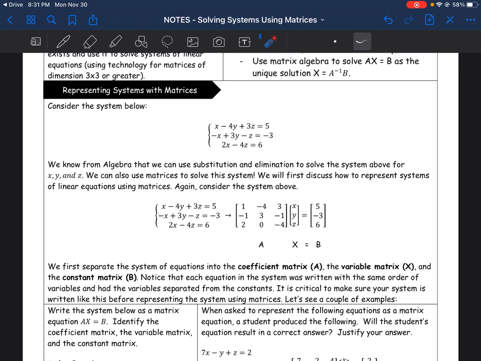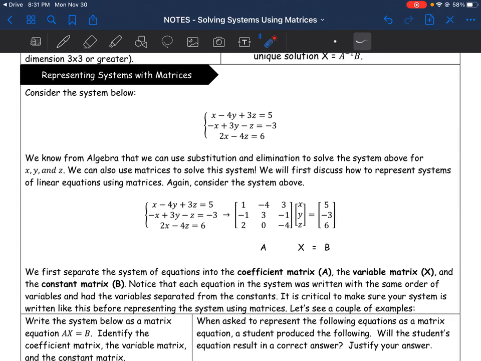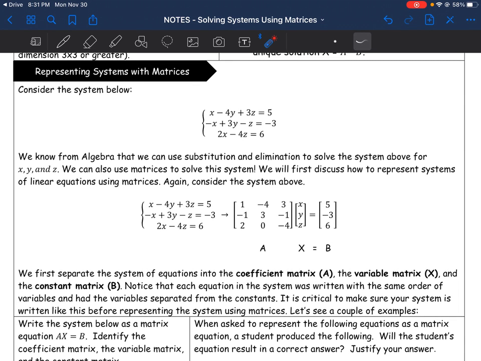We know from algebra that we can use substitution and elimination to solve the system for x, y, and z. It turns out we can also use matrices to solve this system. First, we're going to need to discuss how to represent systems of linear equations using matrices, and then we'll discuss how to solve those systems using matrices. So first, let's look at how we can write systems as matrices.